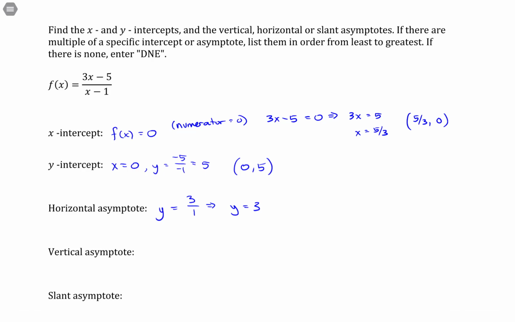If I have a horizontal asymptote, that rules out the possibility of a slant asymptote, so that's not going to happen. That does not exist. You can't have both a horizontal and a slant asymptote.